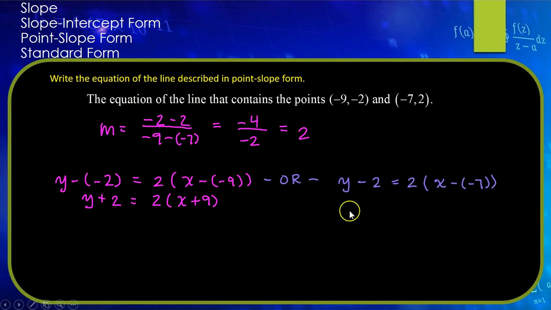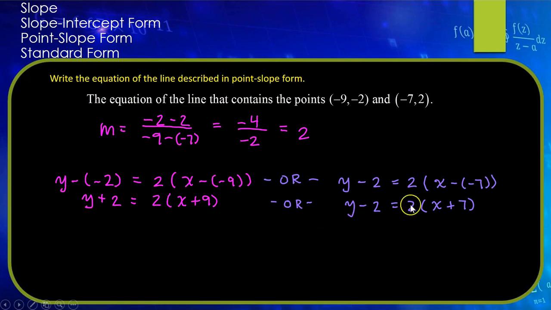The other way I could have gone is to choose this point. That would have given me the 2 here for y1 and the -7 here for x1. Of course, here again I have a minus and a negative, so the equation I would have is y minus 2 equals 2 times x plus 7.